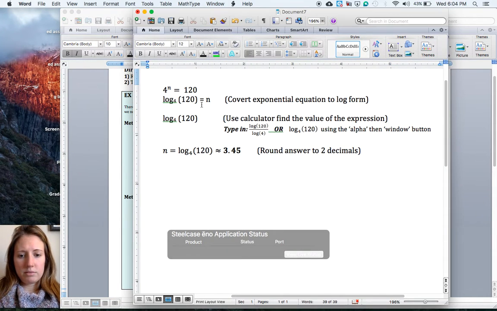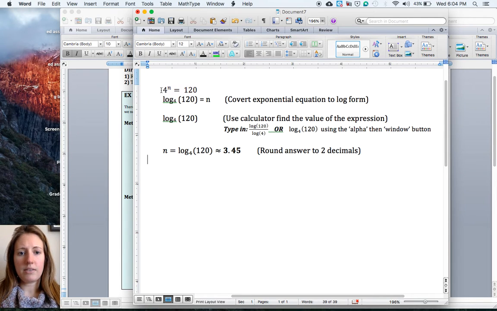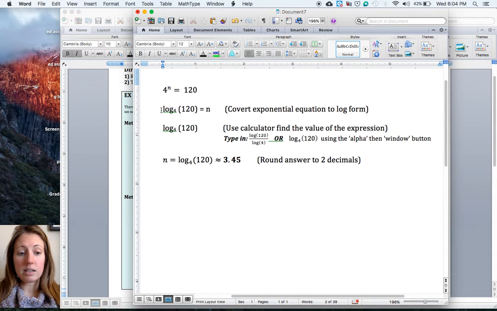So if you were given the equation 4 to the n equals 120, to solve for the exponent, and again this is explained in more depth in the Khan Academy video, you would convert it to a log equation. Log is where we can solve and isolate the exponent. Once we have log base 4 of 120 equals n, once my variable is isolated, I can then solve for it. All I have to do is plug this in my calculator, log base 4 of 120.